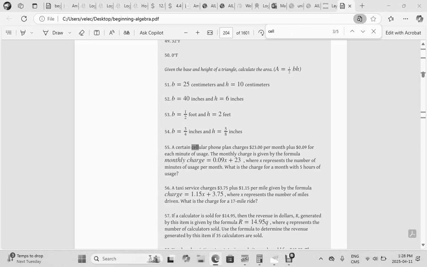All right, so starting with number 55. A certain cellular phone plan charges $23 per month plus 9 cents for each minute of usage. The monthly charge is given by the formula cost equals 0.09x plus 23, where x represents the number of minutes of usage per month. What is the charge for a month with 5 hours of usage? Remember, this is 0.09x plus 23.